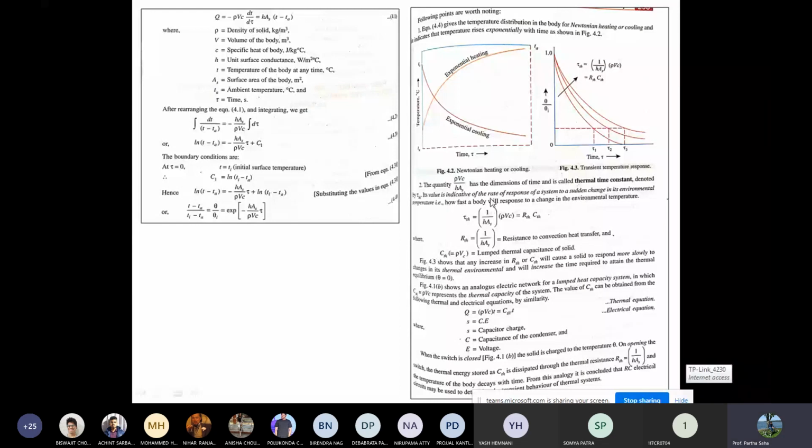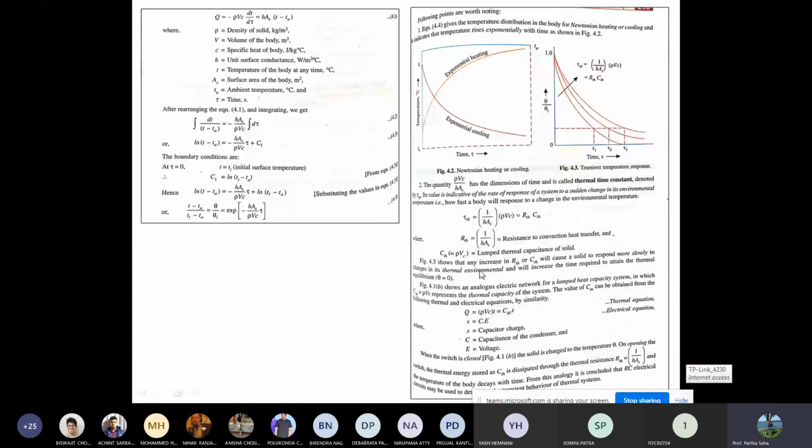The value is indicative of the rate of response of a system to a sudden change in environment temperature. And this thermal time constant, tau_th, can be rearranged and written as 1 over h A_s times rho V c. 1 over h A_s is known as the resistance to convective heat transfer, and rho V c is known as the lumped thermal capacitance. So this is the resistance to convection, and this is the lumped thermal capacitance.